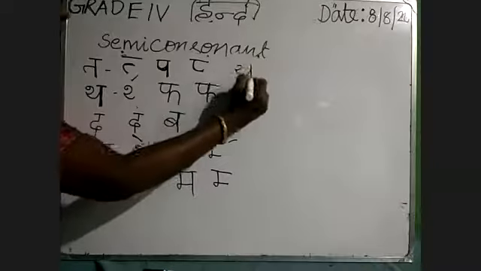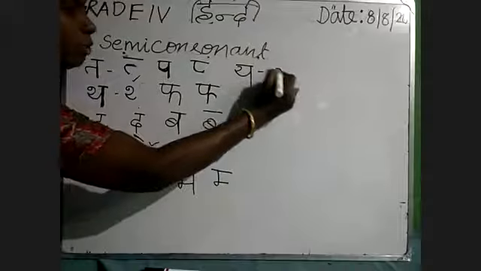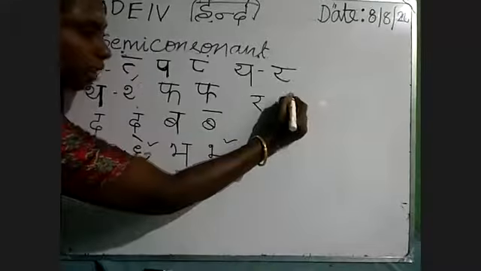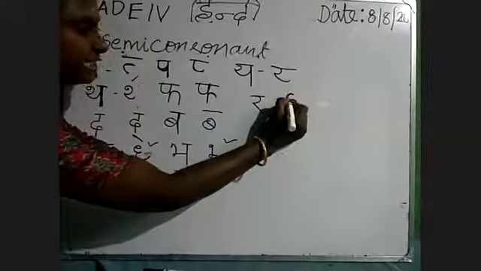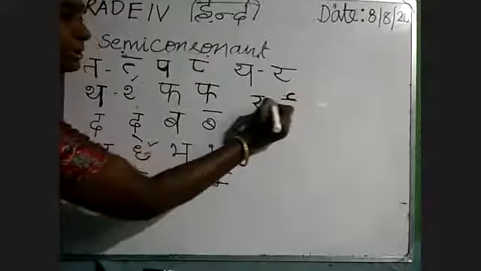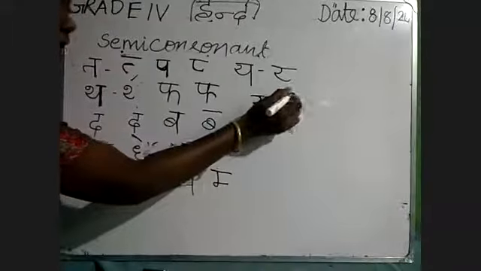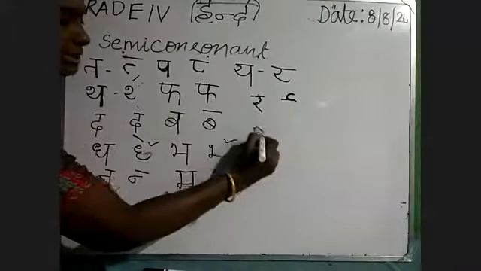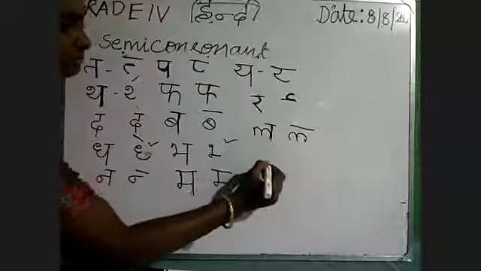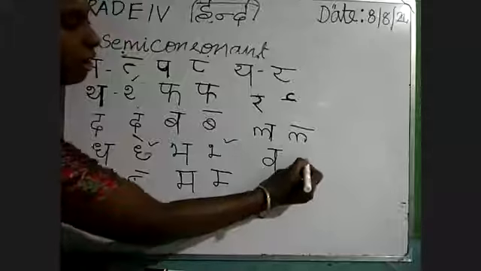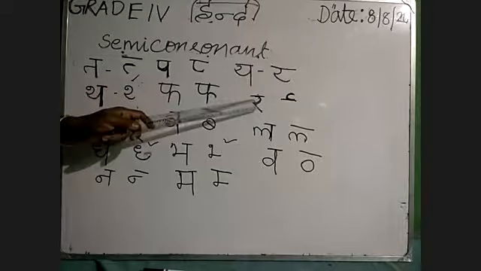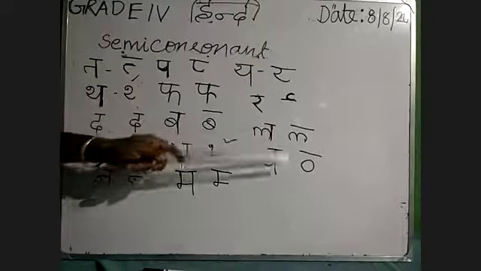Then ya, you should remove only this line. Ra is different, you should put one small C up. This is ra and this is ir. So the semi-consonant of ra is called rephas. Ra, ir. This is la and this is il. This line. This is va and this is iv. Ya, iy, ra, ir, la, il, va, iv.